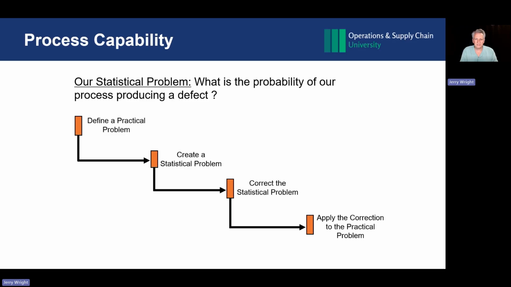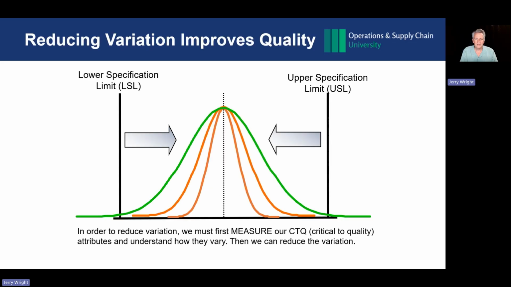Another way to look at it is we have a statistical problem. What is the probability of our process producing a defect? So we define this practical problem. We create this statistical problem, which we'll walk through in this lesson. We correct the statistical problem, and then we apply that correction to the practical problem. That's really the method we would follow. So let's look at this in a little more common terms.